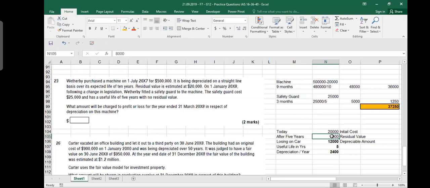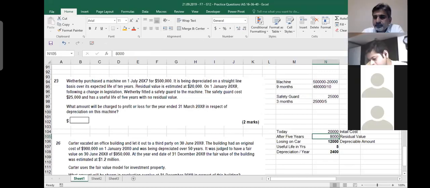Yeah, when it's zero, you must throw it out. Nobody will purchase a 5-year-old printer from you. After 5 years, it's an old printer. You just throw it out. So the printer will have zero residual value. Residual value is the value which you assign to an asset at the end of its life.